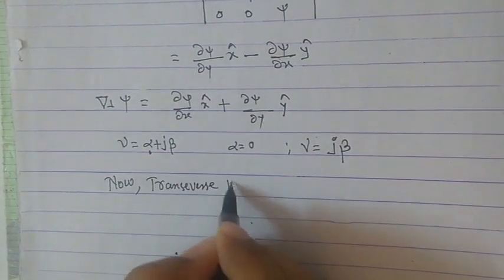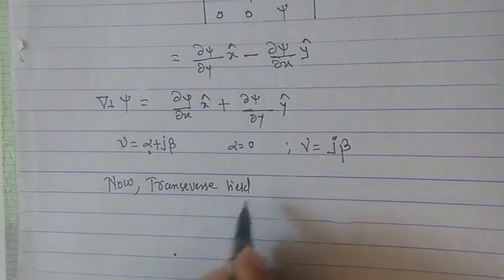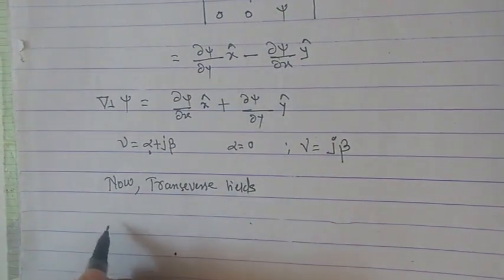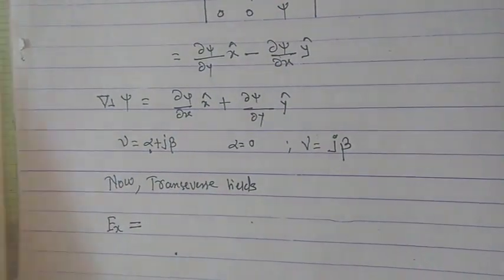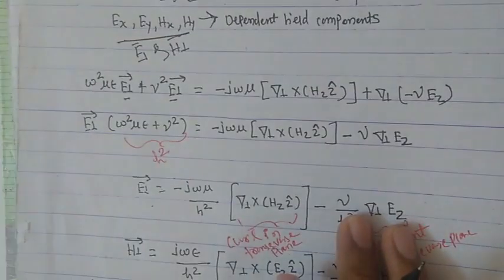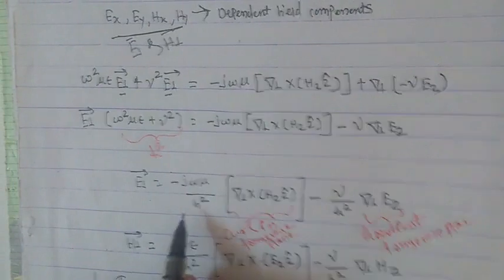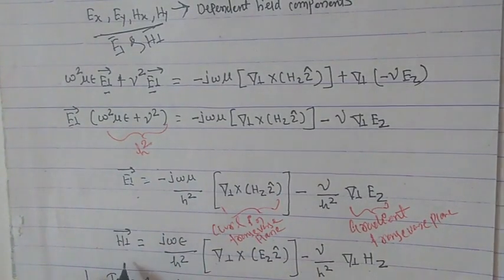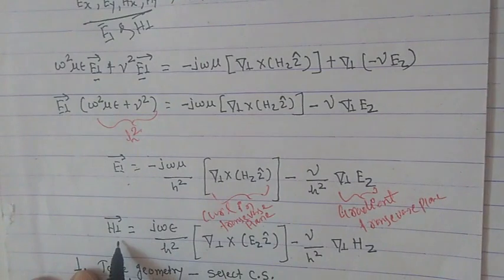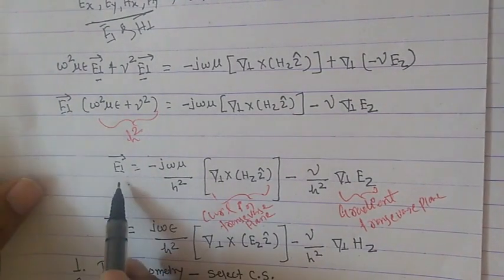Transverse fields equation. So first, Ex. How do you write for this? You have to use this equation, because this is E transverse, so this will give you Ex and Ey. This is H transverse, it will give you Hx and Hy. So first we'll be writing for E transverse.